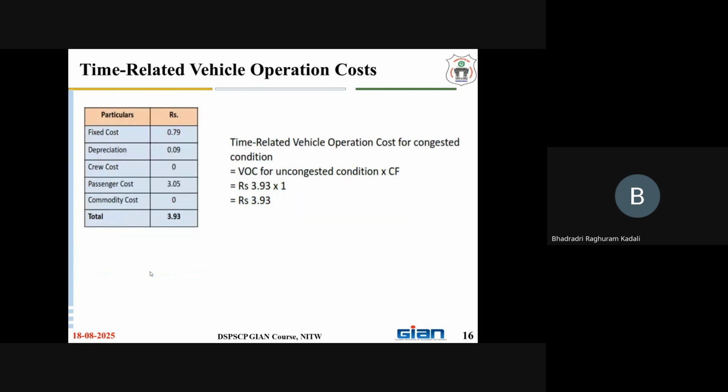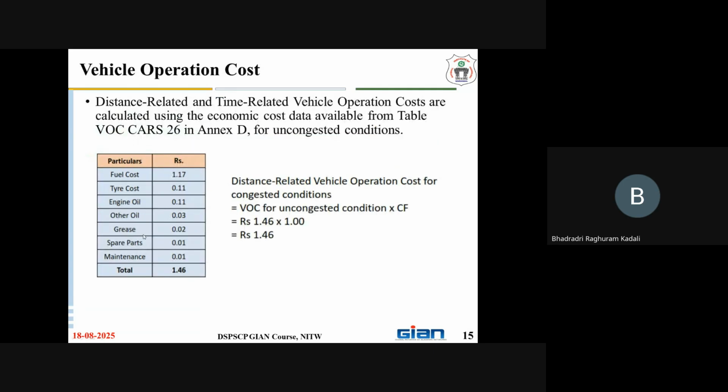Okay. So now what we are doing, the time related vehicle operating cost we are estimating. So this is the distance related and time related cost, because there are two important aspects we have. Based on the distance, the consumption of the fuel increases, the tire degradation, like the wear and tear effect, will increase, and the engine oil, other oil, grease, and all the parts maintenance will increase respective to the distance traveled by the vehicle.